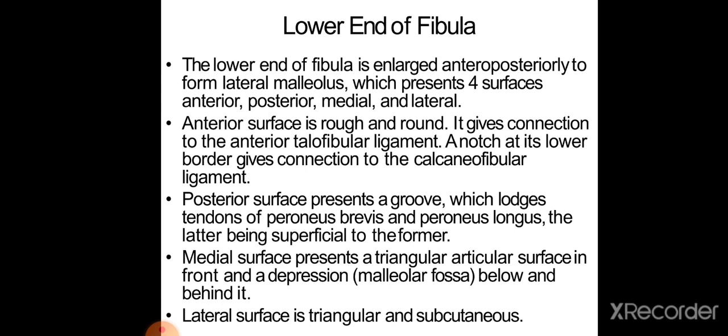The posterior surface presents a groove which lodges the tendons of peroneus brevis and peroneus longus, the latter being superficial to the former. The medial surface presents a triangular articular surface in the front and a concave depression known as the malleolar fossa below and behind. The lateral surface is triangular and subcutaneous.